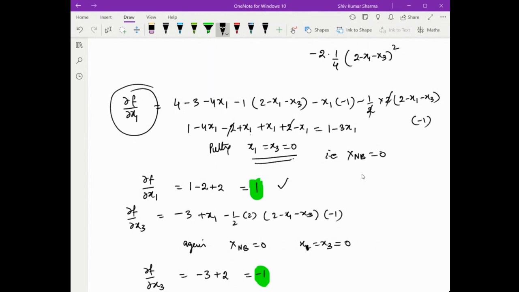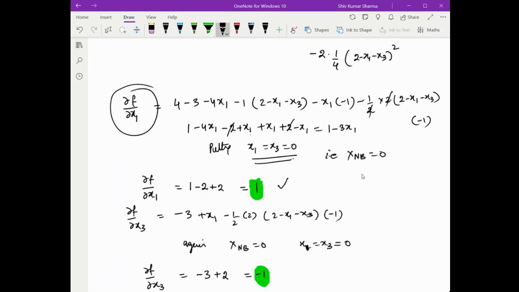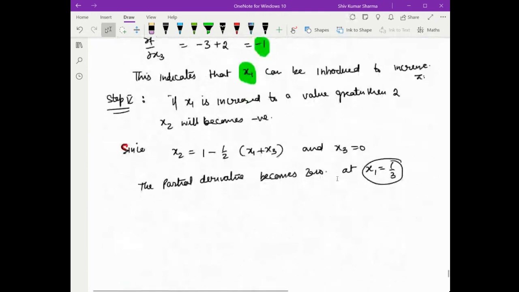So this is the value of del f upon del x1. Understand, Minakshi? So when we put del f upon del x1 equal to 0, that means the first partial derivative vanishes, is 0. So we write as 1 minus 3x1 equal to 0. So this gives us x1 equal to 1 by 3. So this we use here.